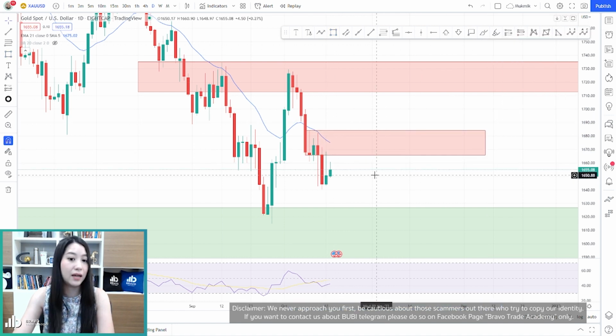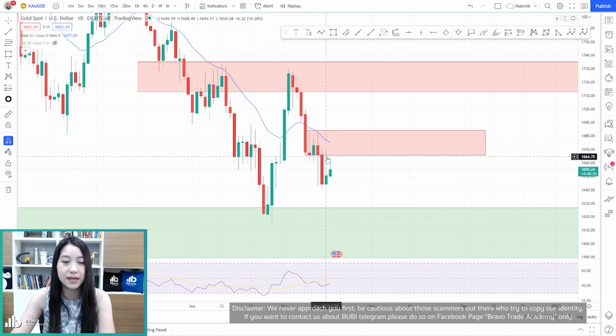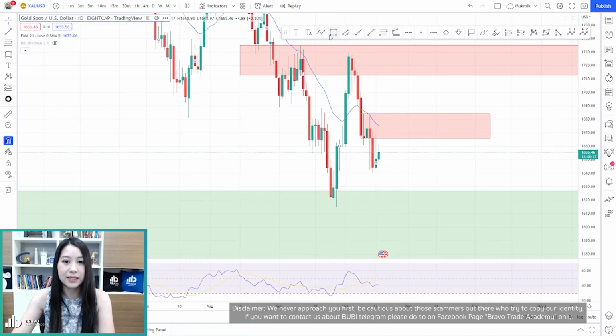Alright, however, I would say that this supply zone is not strong because it has been tested once. So this zone is not fresh anymore. If the price comes back up to test this zone again, it is going to be quite weak. Okay, so that's for the daily time frame.